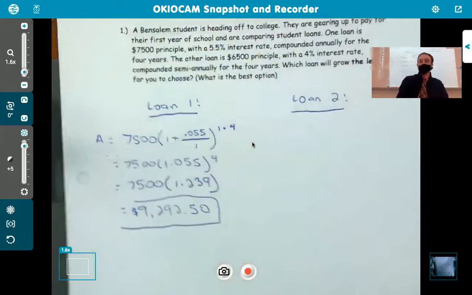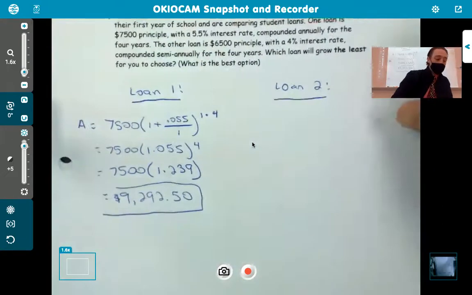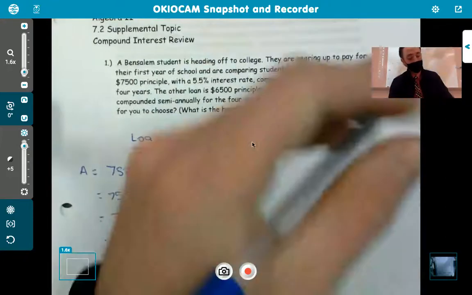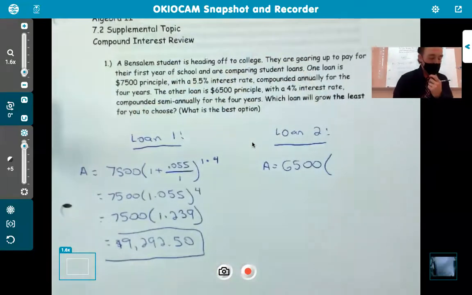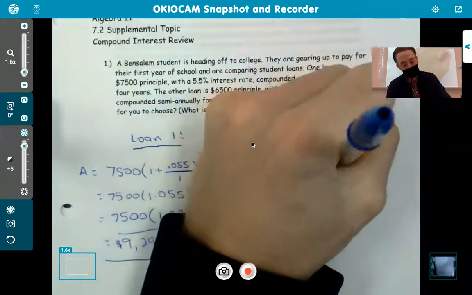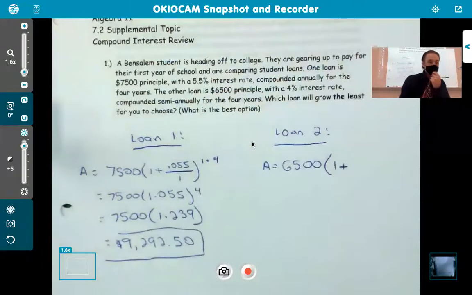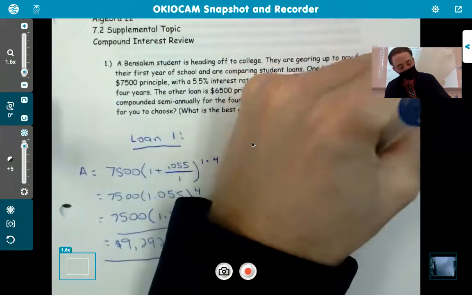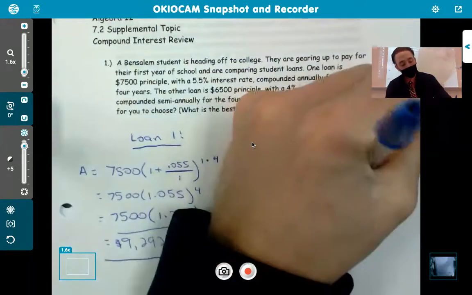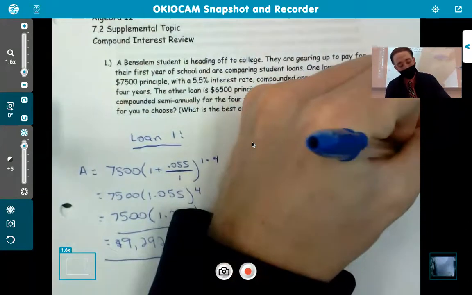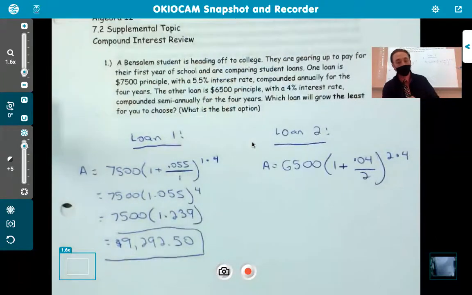Loan 2. If I set this up, again, solving for that final value, my principal is $6,500 this time. What's my interest rate for this particular situation? 0.04, good. This is compounded now semi-annually. So how many times does that happen over the year? 2. And I'm still looking at it for 4 years. So 2 times 4 is my exponent there.